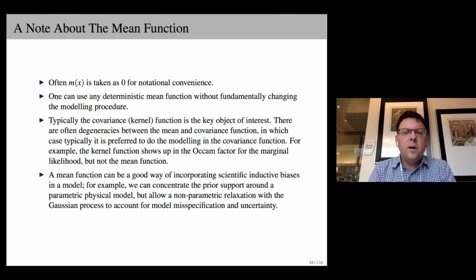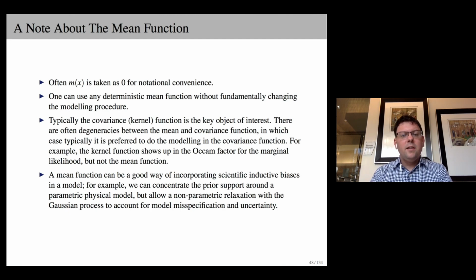Also, typically the covariance function, or the kernel, is really the key object of interest. And there are often degeneracies between specifying the mean and covariance function, in which case it's typically preferred, therefore, to do the modeling in the covariance function. For example, the kernel function shows up in the Occam factor term we get in the marginal likelihood, a log determinant, but not the mean function.